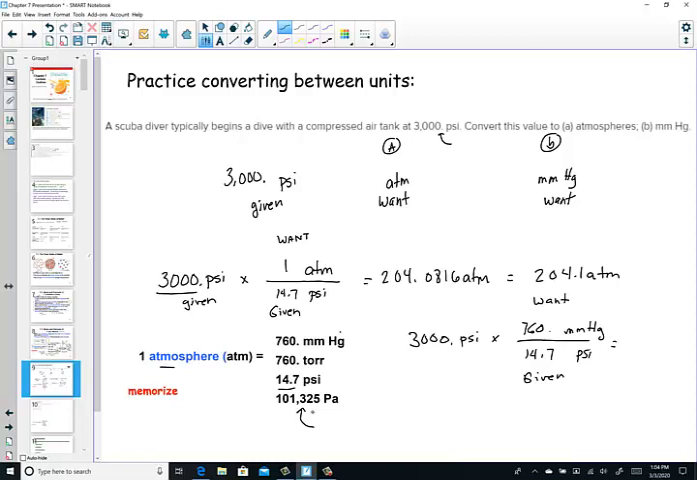3,000 times 760 divided by 14.7. Did you see that key sequence? 3,000 times 760 divided by 14.7, and my screen is 155,102.04, and it has more decimals yet. But remember, we're only allowed 4 sig figs.